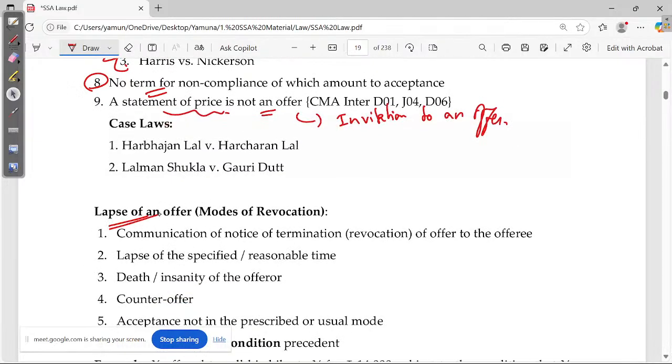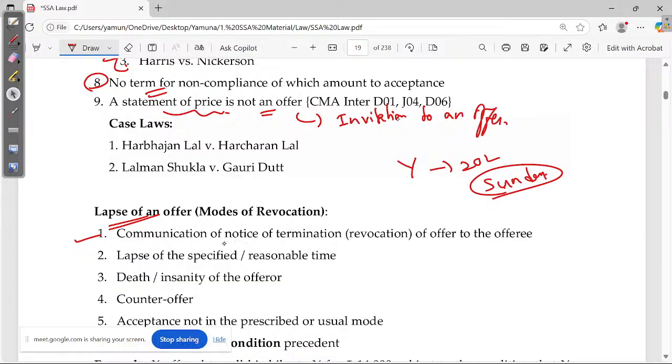When an offer lapses: I said I'm willing to sell my car for 20 lakhs and you please give your concurrence by the end of this week, probably on Sunday. I'll wait till Sunday. Which means what? You have to give your acceptance before Sunday, right? This is open for some 3 or 4 days only.